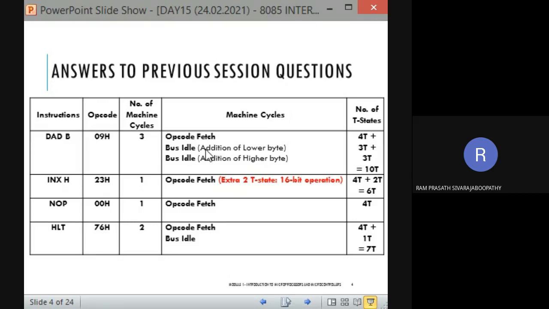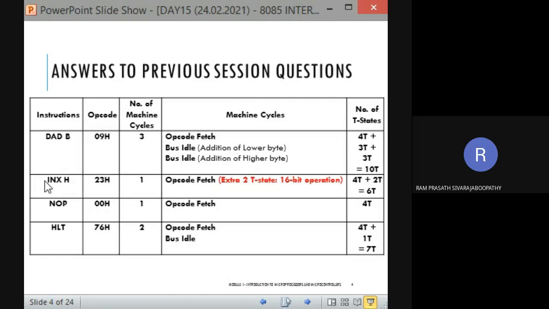Like opcode fetch, memory read, memory write, IO read, IO write, we have one more machine cycle called the bus idle machine cycle. During the bus idle machine cycle, some internal operation takes place, whereas the bus is idle. That's why it is called the bus idle machine cycle. During one bus idle machine cycle, the lower byte of the addition can happen. During the second bus idle cycle, the higher byte of the addition can happen. So totally it takes 3 machine cycles, which is 10 T states.